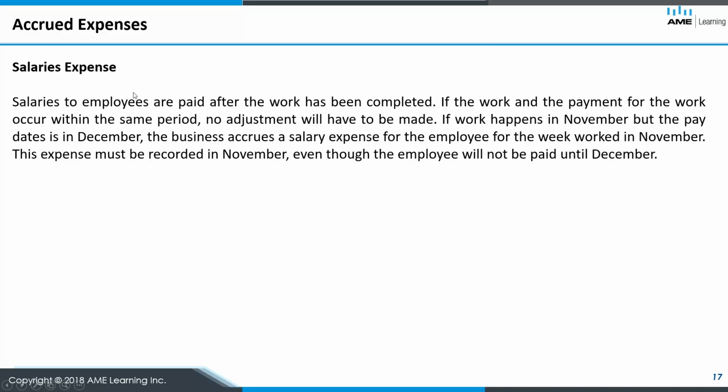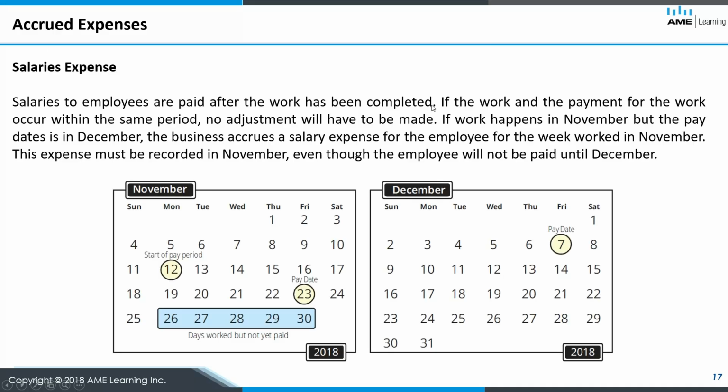So here, let's dive in a bit more on the salaries piece. As I mentioned, here's an example of some hypothetical company. If they pay their employees every 2 weeks, the start of that pay period here is November 12th. This all goes through here, and then the employees get paid on the 23rd for each of these 10 business days, right? And so this cycle of 2-week pay periods just keeps going on and on and on.